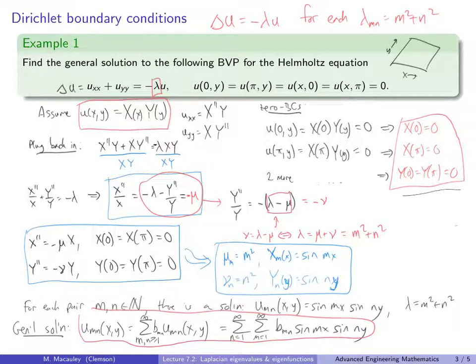Recall when we first saw ODEs and boundary value problems, we saw boundary value problems like this here: 2 derivatives, 2 boundary conditions. Look, we have infinitely many solutions. And that's the case here as well.